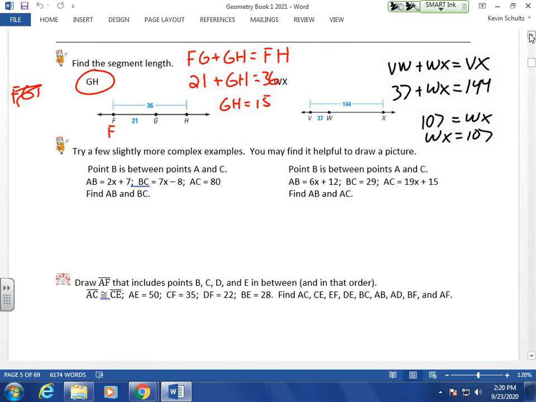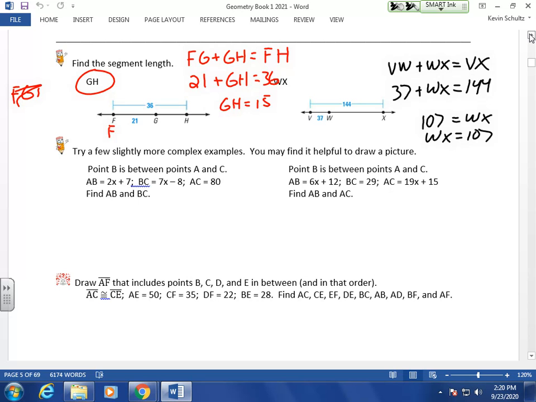Some more complex examples here. Okay, you may find it helpful to draw a picture, which we will do. So point B is between points A and C. AB is 2x plus 7, BC is 7x minus 8, and AC is 80. Find the measure of AB and BC.